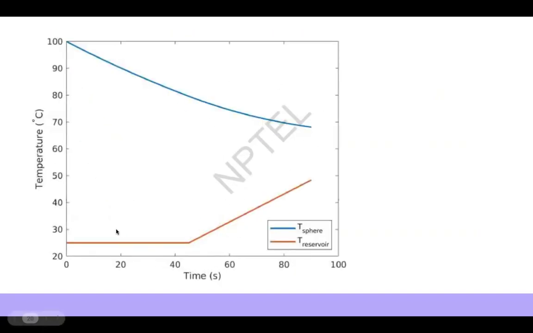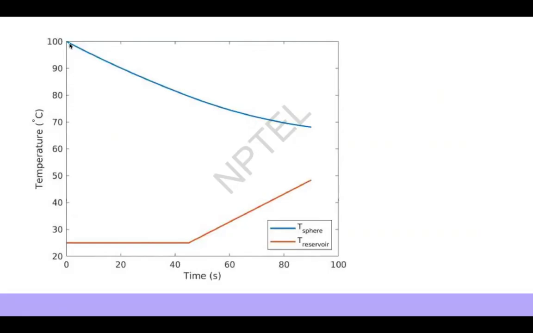So this is a solution that you get generally. From the recorded lectures, you have this plot. So T reservoir, in the initial 45 seconds, it will be 25 degrees Celsius itself. As time increases past 45 seconds, your T reservoir temperature increases. It's a straight line equation, basically. So you get an equation like this.